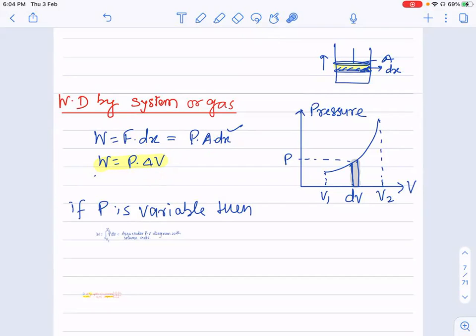If variable pressure is there like this, in case of variable pressure, then how to find out the work done? अगर pressure variable है तब कैसे निकालेंगे? बोलिए, pressure is variable, how to find out the work done?